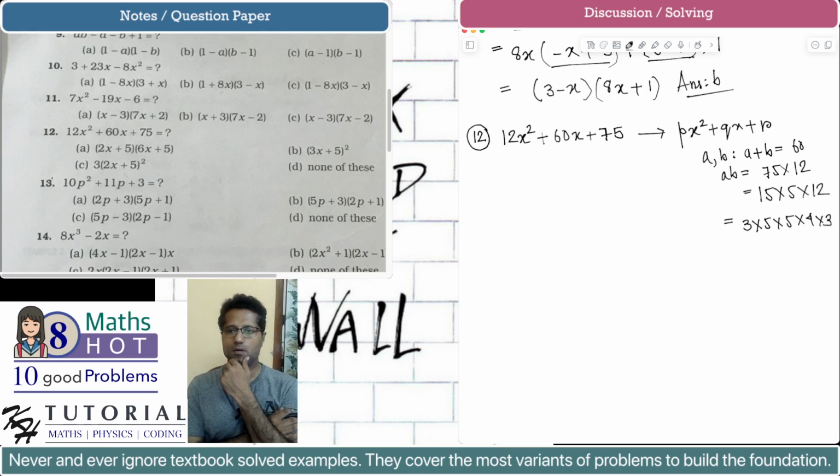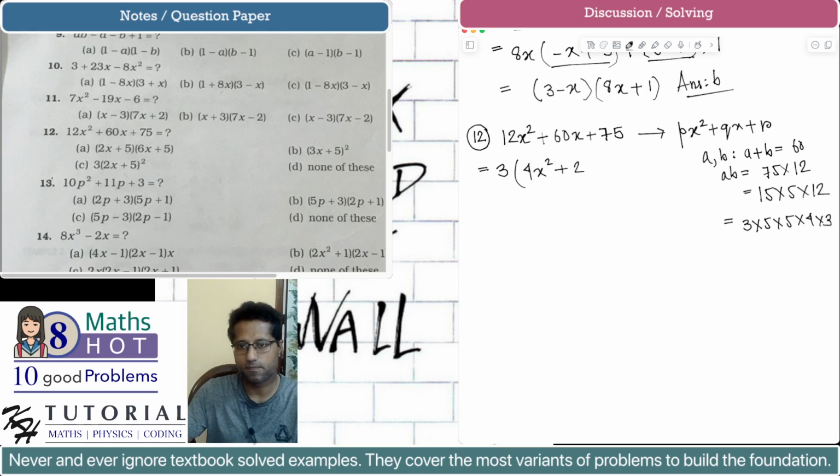Now one thing you note that I did not realize: whenever you do factorization of a given expression, if you see that all the terms of the given expression have a common factor, always factor that out. I can clearly see that 3 is a common factor in all the terms. So I will first of all take out 3 as common factor from all the 3 terms. So I get 3 multiplied by 4x square, and then I have 20x, and then I have 25.